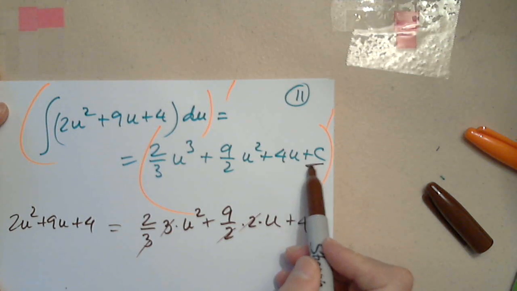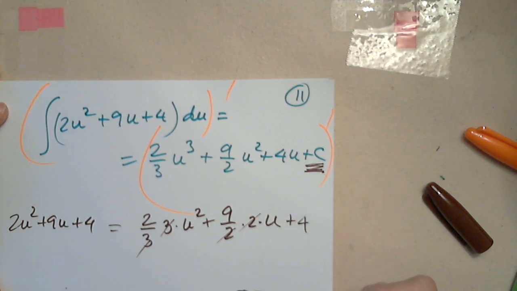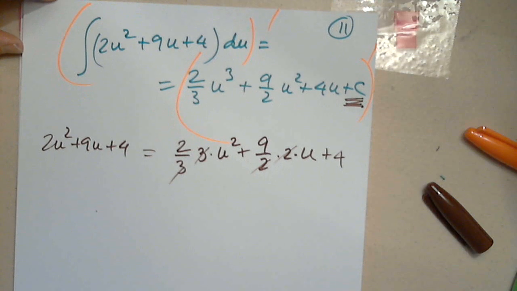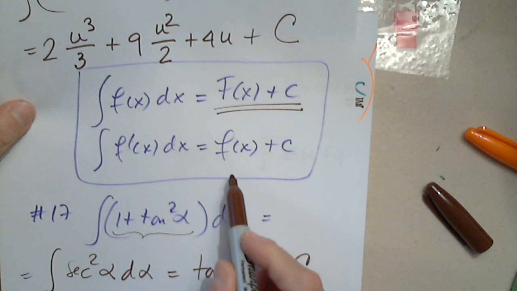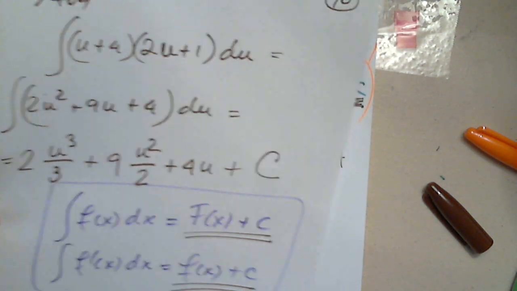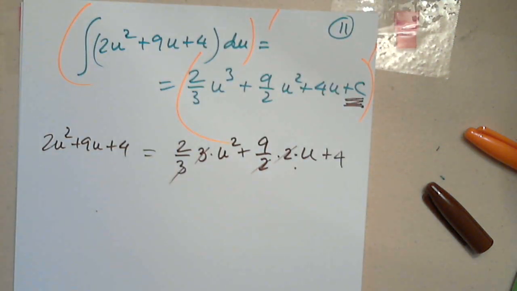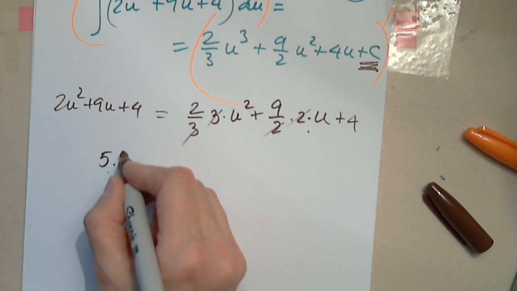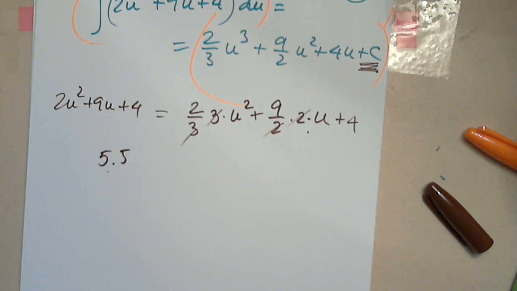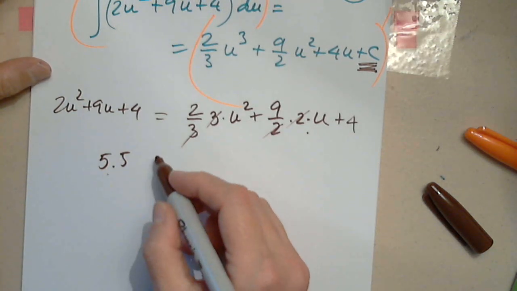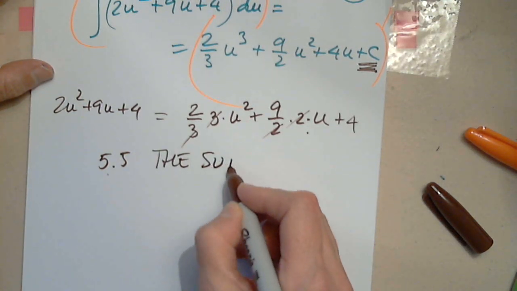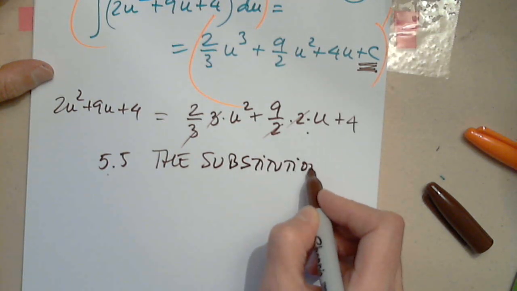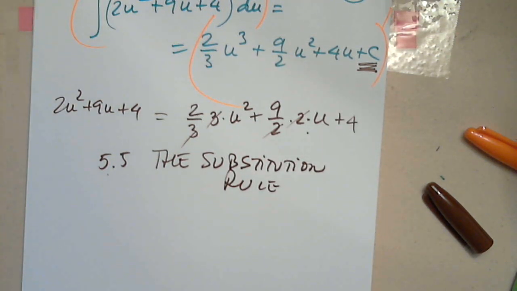The c is absolutely mandatory for the indefinite integrals. That's why we wrote this. We're talking about the most general antiderivative, not an antiderivative, just the most general antiderivative. Okay. And the last section, from which we will have a lot of examples, is the substitution rule.